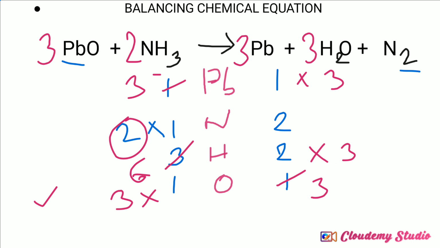So the balanced chemical equation is 3 moles of lead 2 oxide, 2 moles of ammonia gives 3 moles of lead plus 3 moles of water plus 1 mole of nitrogen.